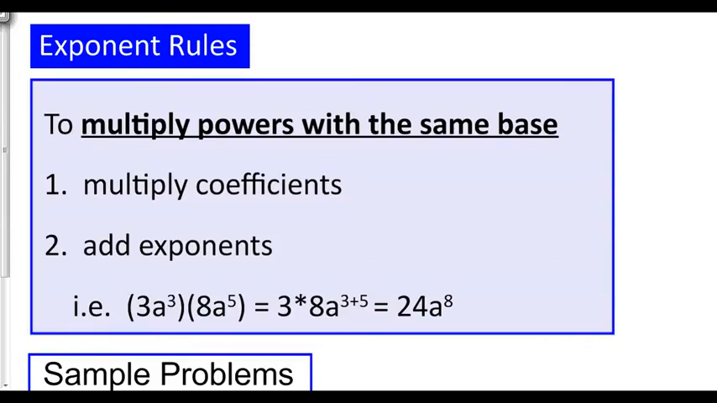So we can get a rule from what we saw in that previous slide. If I want to multiply powers with the same base, I'm just going to multiply the coefficients and add the exponents. So in this example here, I have two powers with the same base. A is the base here. If one was A and one was B, then we couldn't use this rule. But I'm going to multiply the coefficients. 3 times 8 is 24. And then I'm just adding these exponents, this 3 and 5. 3 plus 5 is 8. So 24a to the 8th.